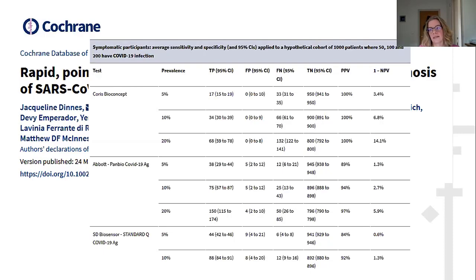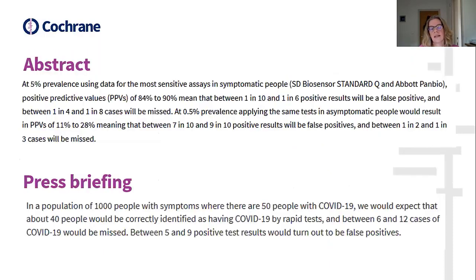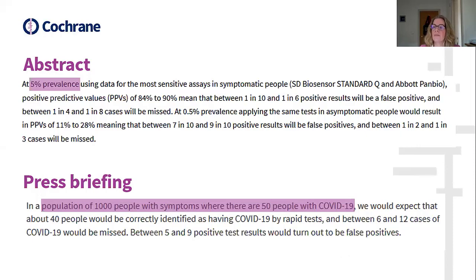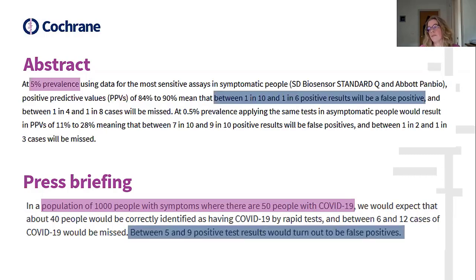In the review, they did this in a very large table, but in different formats, how can we communicate that? So we made some decisions, or the authors made some decisions as well, I should say, about what to focus on. We also took a slightly different approach in reporting the numbers depending on the audience. So in the abstract, 5% prevalence becomes, in the press briefing, 50 people per thousand with symptoms. And we use different ways of talking about the frequency of false positives and false negatives.